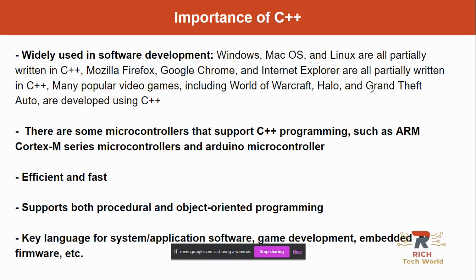So that is what we will be doing in this session, I mean this RTyoungStars program, the procedural way of programming using C++. For the object oriented, we will leave it for another time, probably next year. We'll talk about object oriented programming using C++. All right. And then the key language for system application software, game development, embedded firmwares, right? So I have already spoken about this.